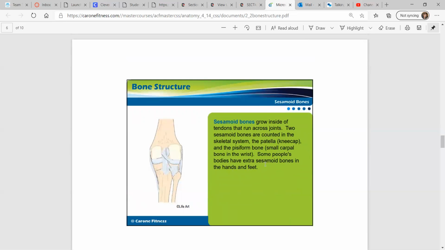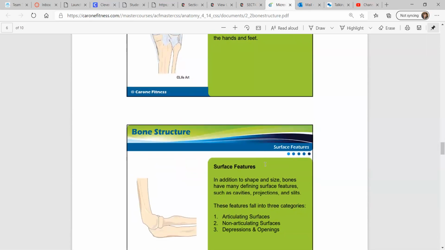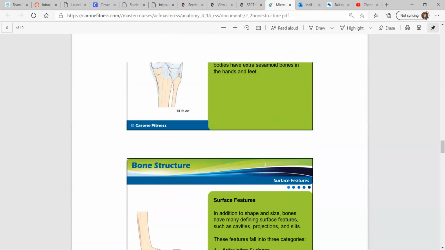Now we have sesamoid bones, and these grow inside of tendons that run across joints. 2 sesamoid bones are counted in the skeletal system: the patella, the kneecap, and the pisiform bone, a small carpal bone in the wrist. Some people's bodies have extra sesamoid bones in the hands and feet. Fun fact, you may have more bones than other people.